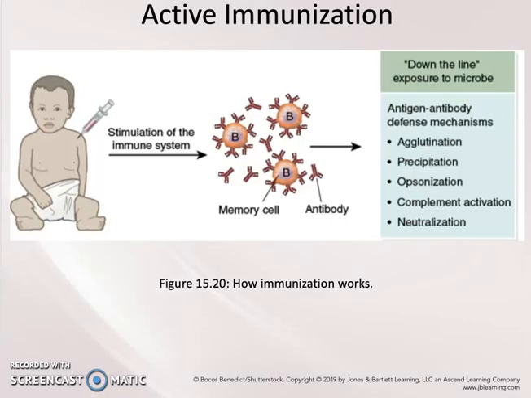Let's talk about immunization. There are two different categories: active immunization and passive immunization. Active immunization is the result of stimulating a person's immune system to produce antibodies. As a result, memory cells are formed, and this confers immunity over a relatively long time, in many cases, for the rest of your life.